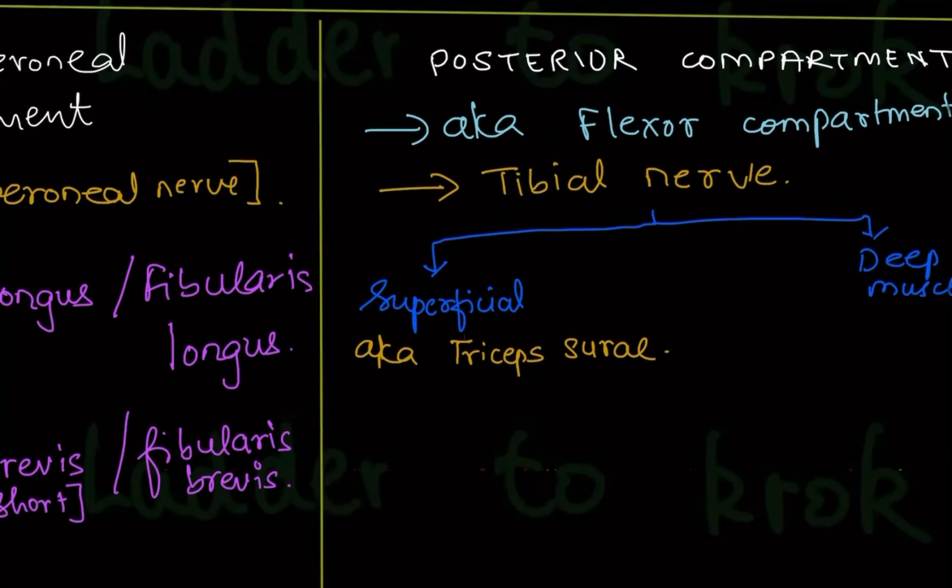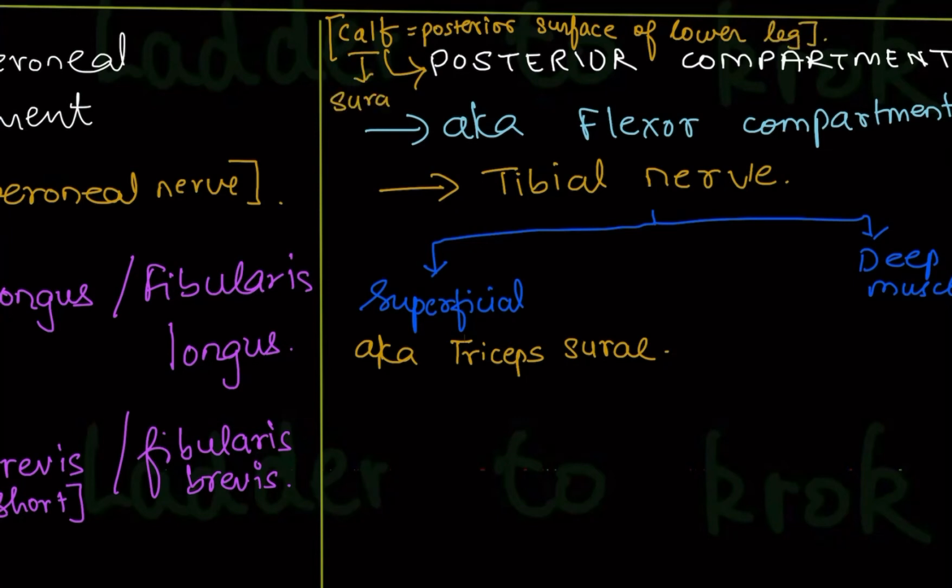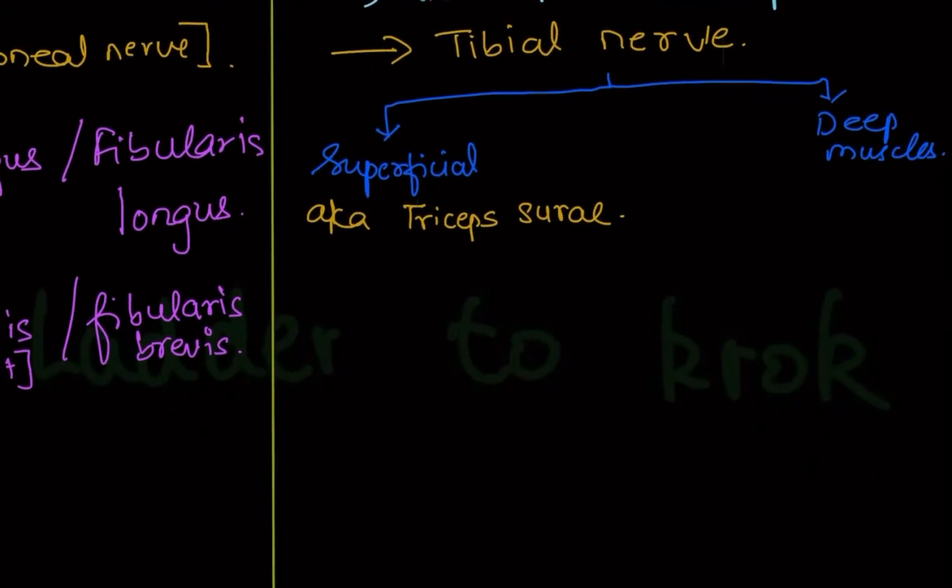First of all, remember this posterior compartment is also known as the flexor compartment. They also mention it as calf in the question. So calf is the posterior surface of the lower leg. So write down: calf, posterior surface of lower leg. And this calf, in Latin, is called sura. So the muscles here are called triceps surae because there are 3 muscles in it.